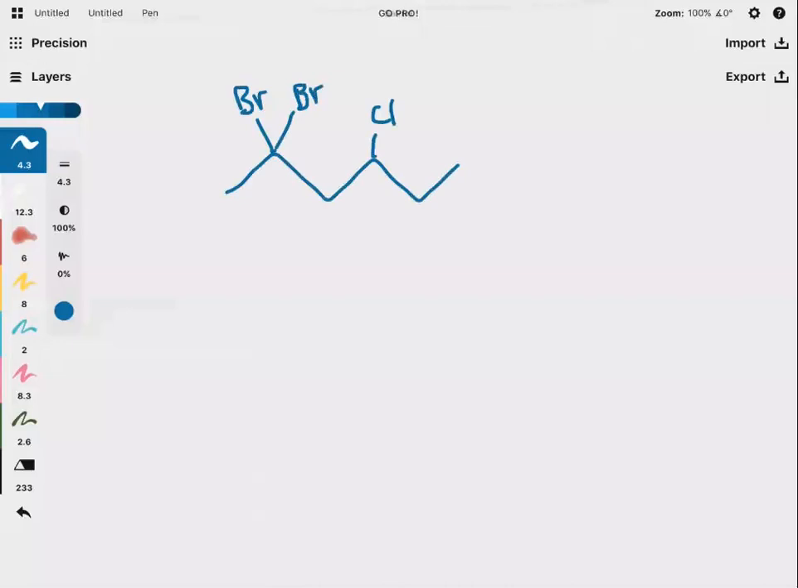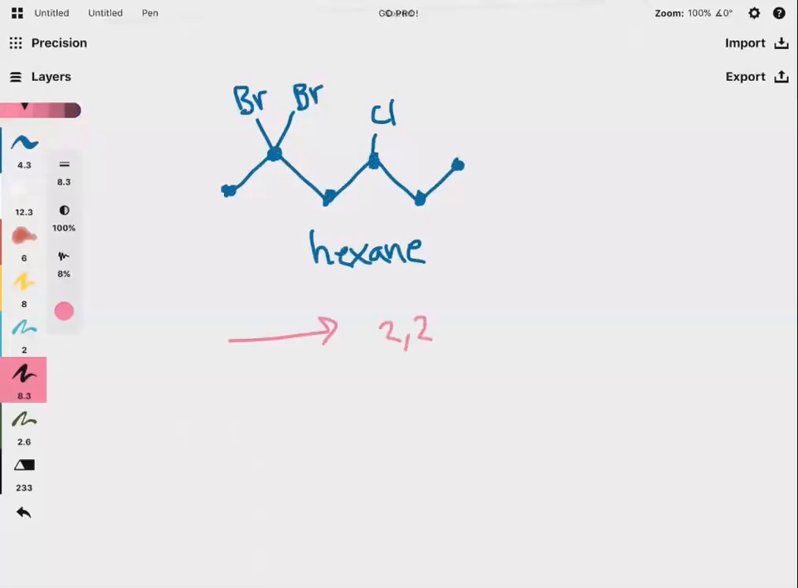So hopefully you're able to see that the longest chain is going to be obviously the only hydrocarbon chain that we have right there, all those carbons. So that's going to be 6 carbons long. So we know that's a hexane. And then we know that if we start numbering from left to right, our numbering sequence is going to be 2, 2, and 4, right?